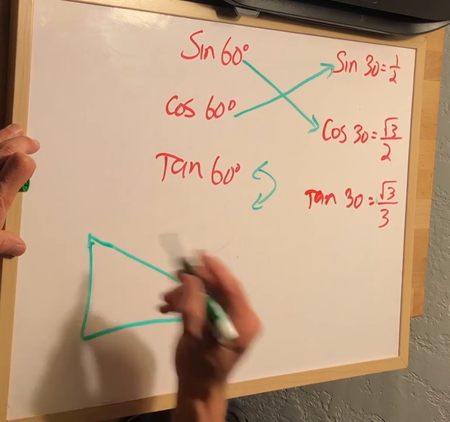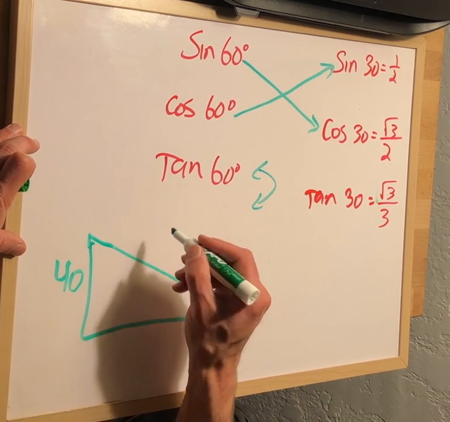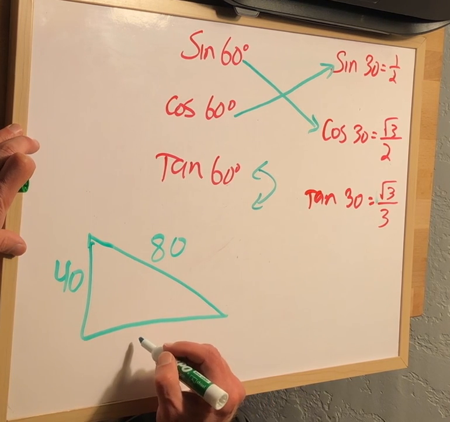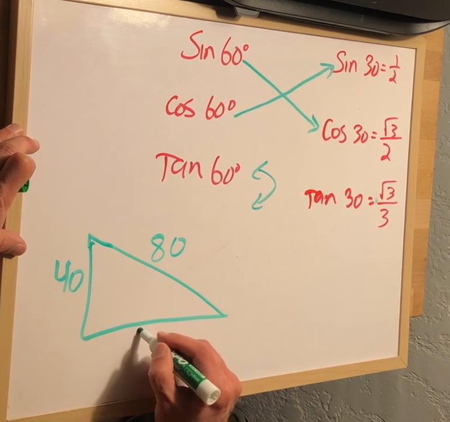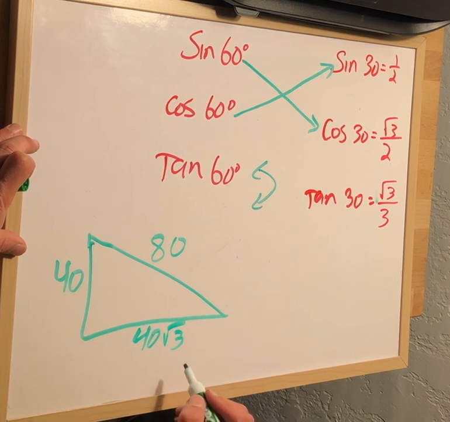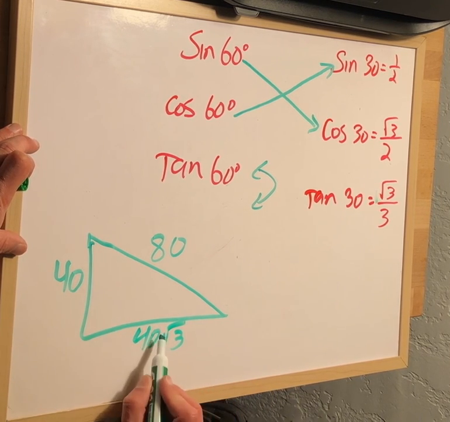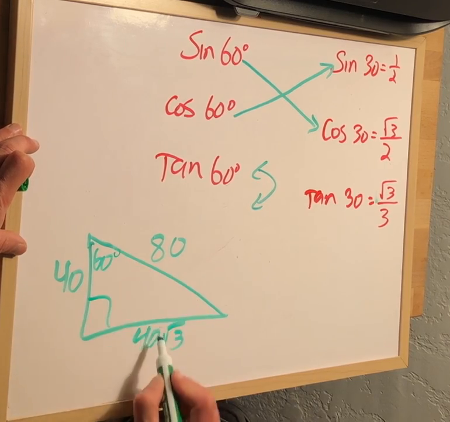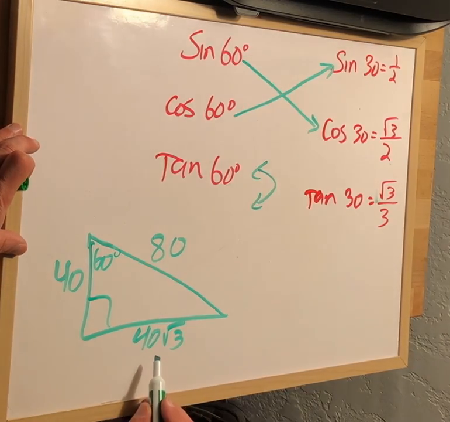Let's take the last example. This was 40, this was 80, and this was, oh, this is supposed to be 40 root 3. In the notes, I say 80 root 3. I'm sorry, this is supposed to be 40 root 3. Sorry for the confusion, anybody. This is supposed to be 40 root 3, not 80 root 3.